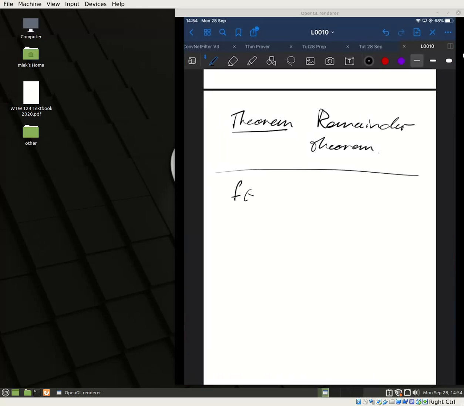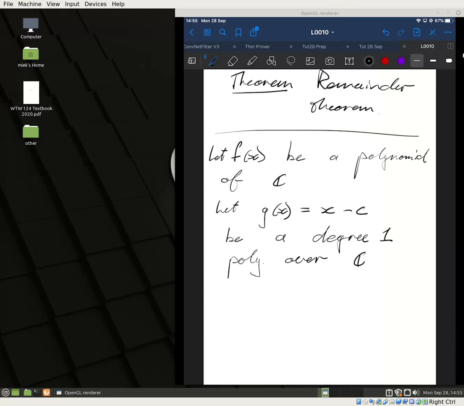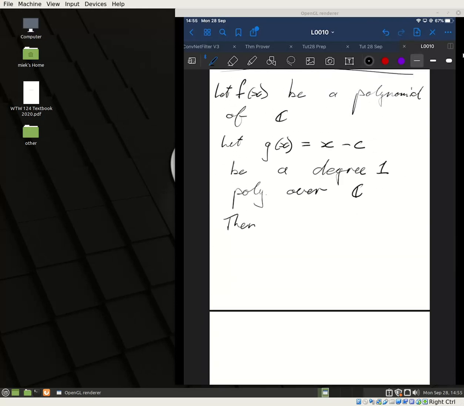So if you have a polynomial f(x), so let f(x) be a polynomial over C, and let g(x) be a degree 1 polynomial over C. So we've got f(x) is a polynomial over C and g(x) is a degree 1 polynomial over C. Then there is an easy way to work out the remainder of the division of f(x) by g(x).